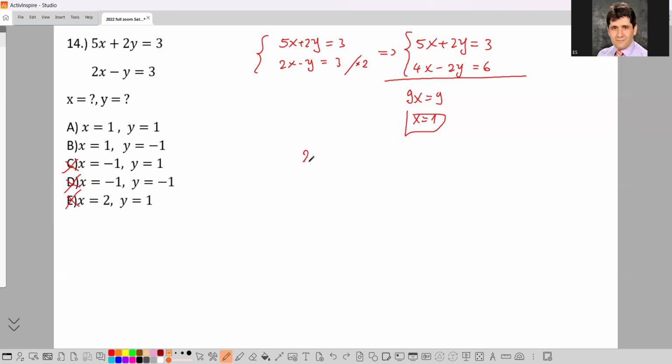If you want to solve it mathematically, you should substitute either here or here x is 1. So you get 2 minus y is 3. 2 minus 3 is y. Y is -1. All right, so it was under B. Actually, if you substituted y is -1 here, you wouldn't get a correct answer.